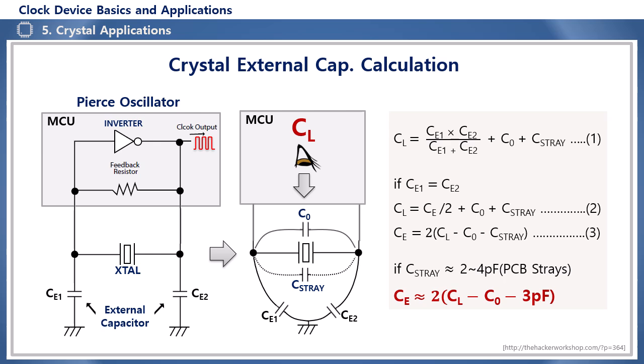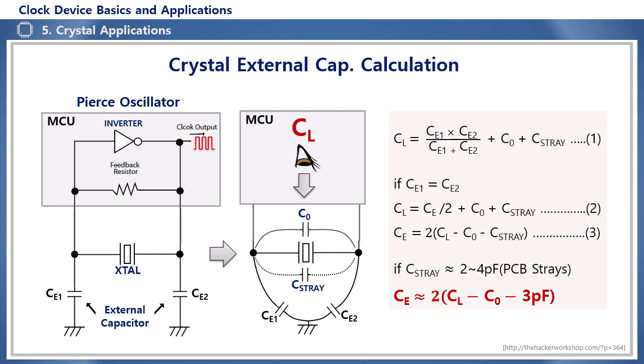And C0 and C stray are connected in parallel to the two ends of the crystal, so the relationship between the parallel conversion values of capacitors CE1 and CE2, plus C0, and plus C stray is 1. Since the external capacitors CE1 and CE2 are generally the same value, CL becomes the relationship 2. Therefore, the external capacitance CE becomes the relationship 3, which is the load capacitance CL, minus shunt capacitance C0, and minus C stray, multiplied by 2.